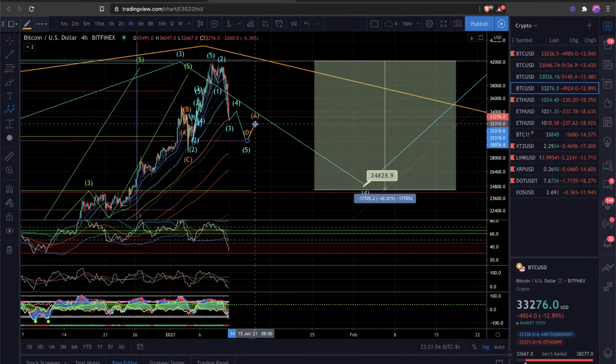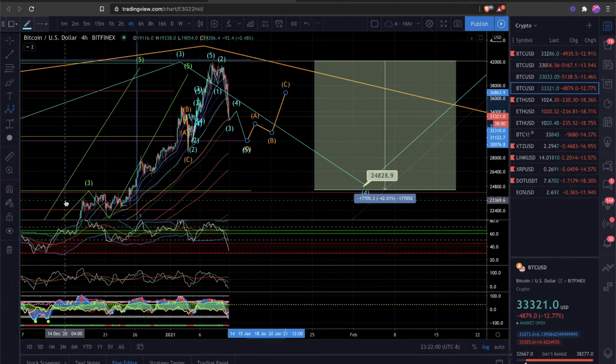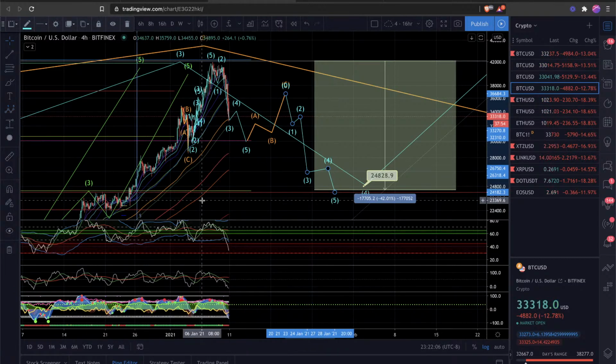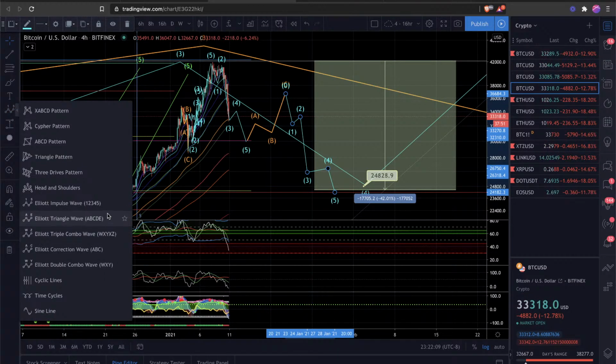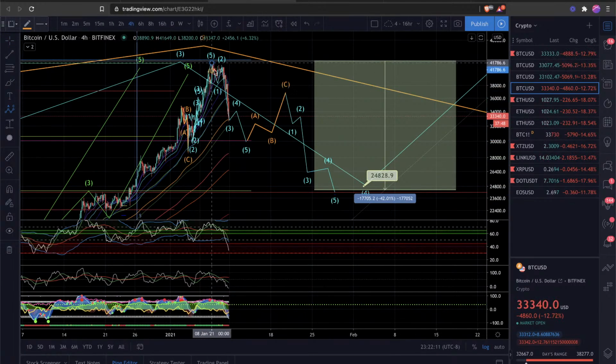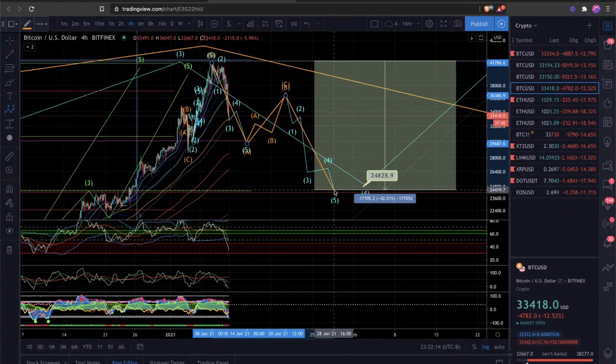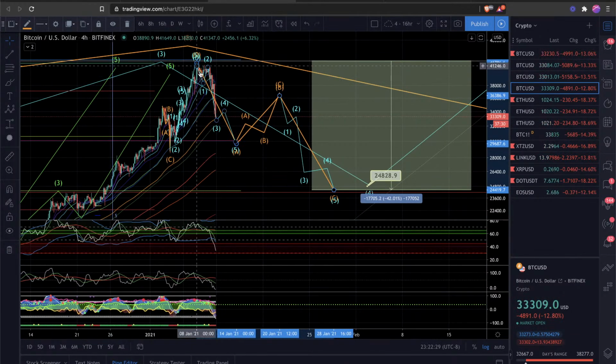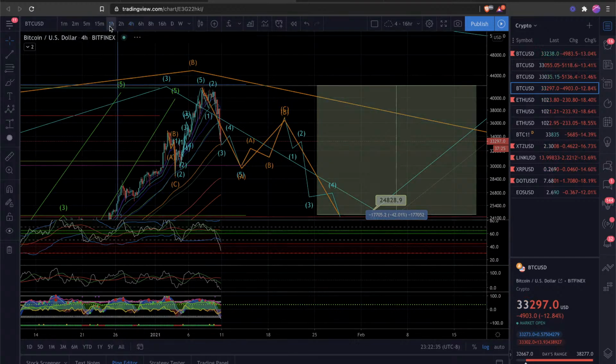We'd have a 3-wave connector back up, and then another 5-wave move down. Basically we could do something like that, which would create that 3-wave move, making this whole thing an ABC, a 3-wave connection down for a 4th wave. So that is a potential that we can look at, getting down to the 24.8. But let's look at the smaller time frame and see how this thing kicked off right here, because that'll give us a little more information.